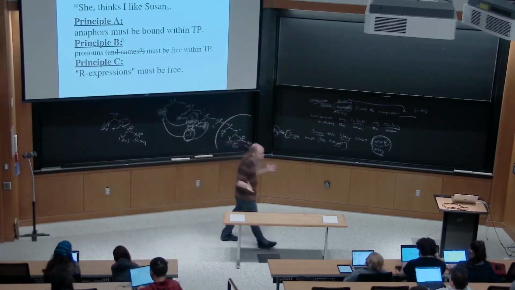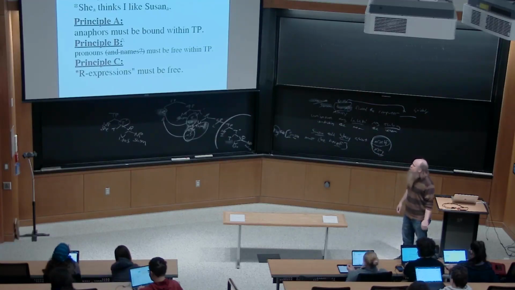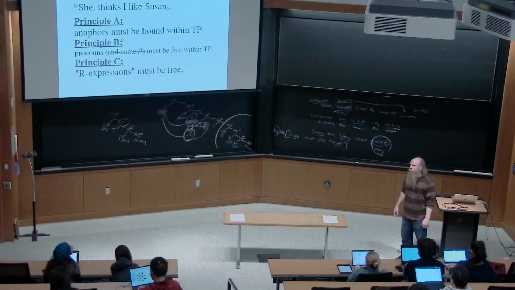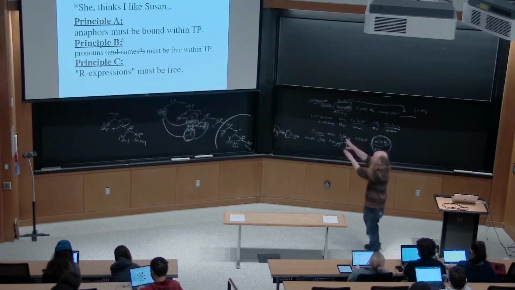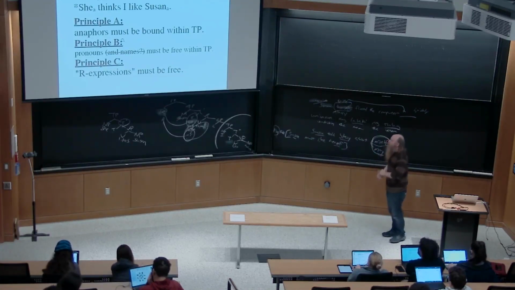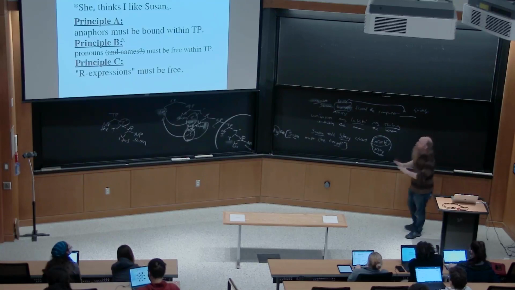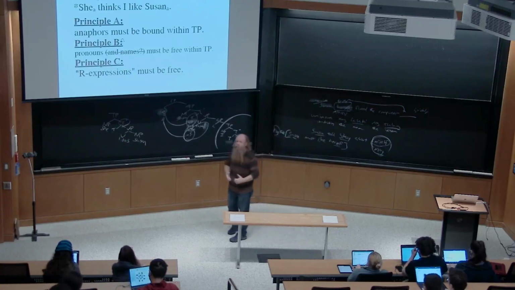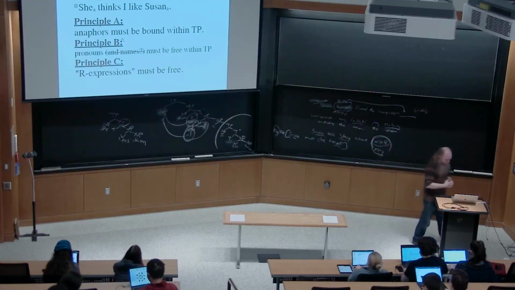So we make up a new principle. It's called principle C. And also a new term, R-expressions. R-expressions means things that are not anaphors or pronouns. It stands for referring expressions, which is an unfortunate name because they don't necessarily refer. Susan does, it refers to Susan, but anyway, that's all it means. Things that are not anaphors or pronouns. So, every noun phrase that isn't subject to principle A or principle B is subject to principle C, which says R-expressions must be free everywhere. R-expressions must be free, and everywhere they are in chains.